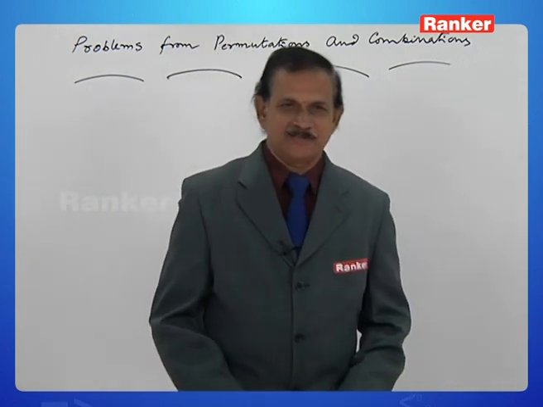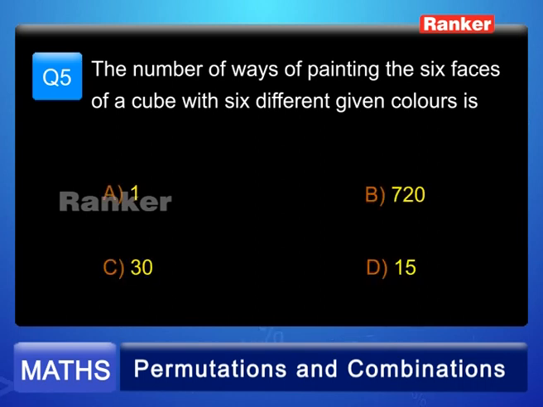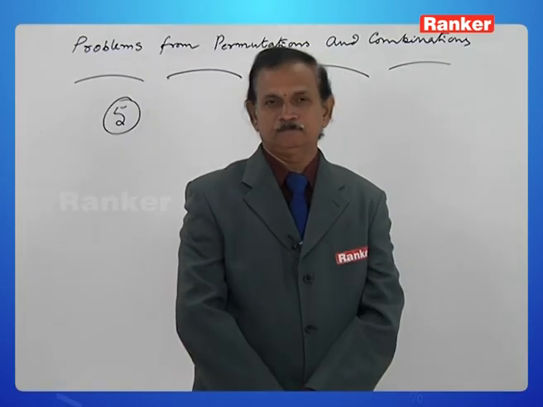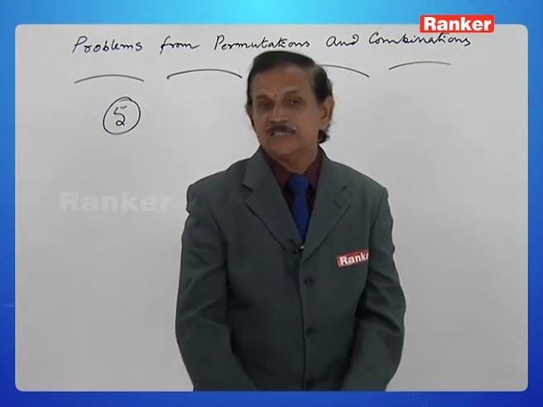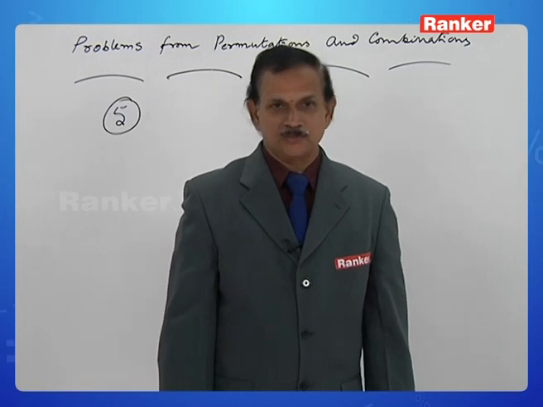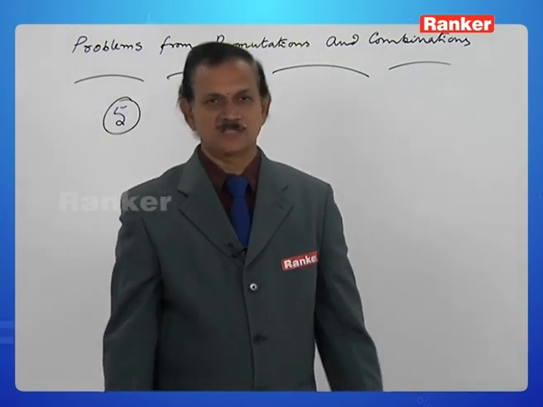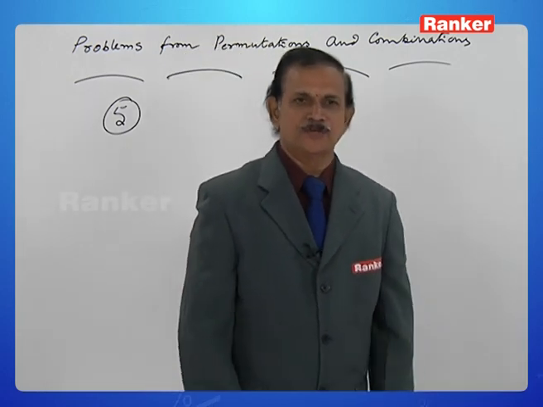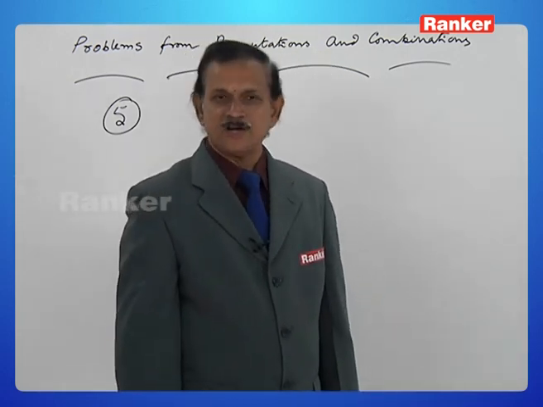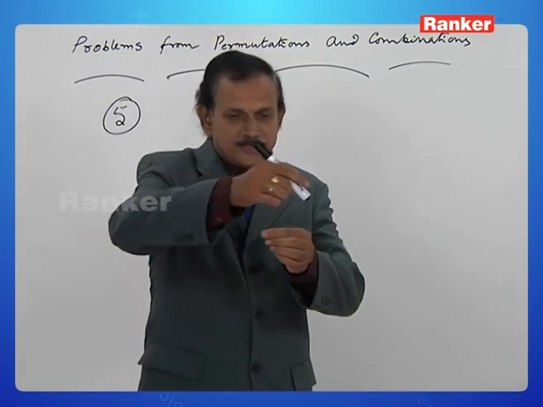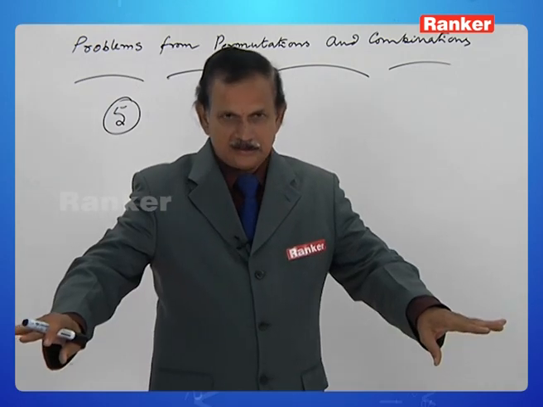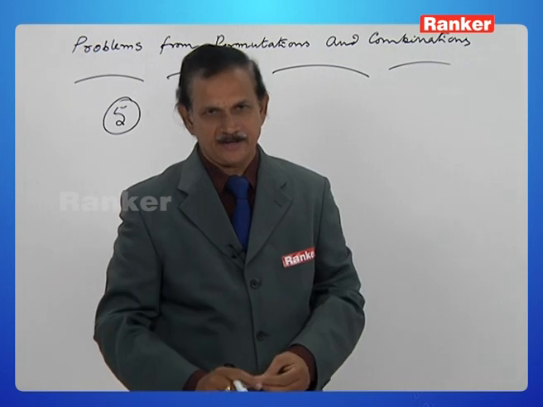Let us switch over to the next question, that is question number 5. In this question, the number of ways of painting the 6 faces of a cube with 6 different given colors is asked. There is a cube. We know that it will have 6 faces and 6 different colors have been given. You are supposed to paint all the 6 faces with 6 different colors. How many ways can you do it? The important thing that you have to observe here is all these 6 faces are not linear.